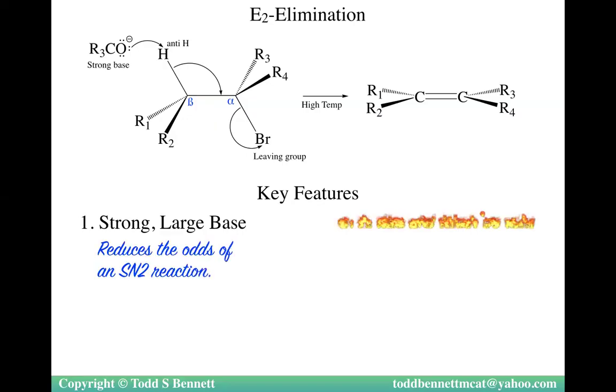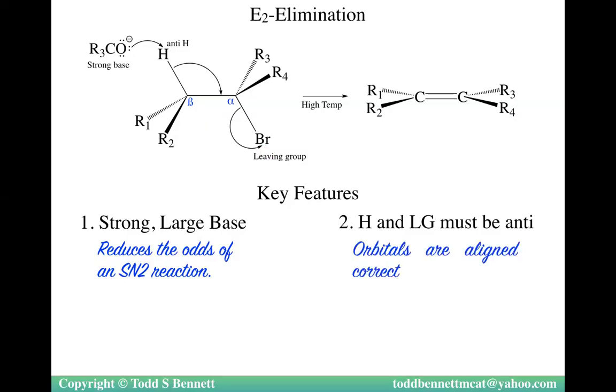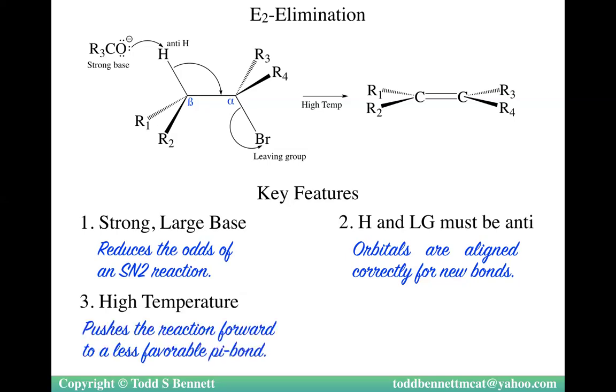Okay, second feature, the H and leaving group must be anti to one another. So if this is up and in the plane, this must be down and in the plane. And that's so that the orbitals are aligned correctly to form the new pi bond. High temperature, again, because you're forming a less stable bond. So it's going to push the reaction forward to form the less favorable pi bond. And the rate, because it's E2, subscript 2 means it depends on the concentration of the base and the concentration of the alkyl bromide in this case, or the electrophile. I'm just going to call it an RX generically. So far so good.